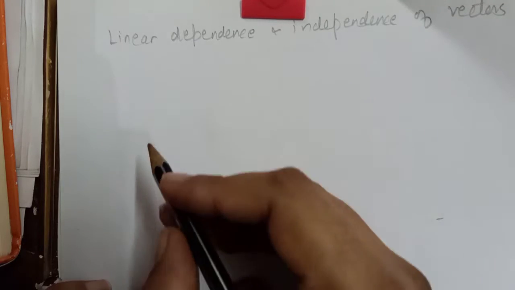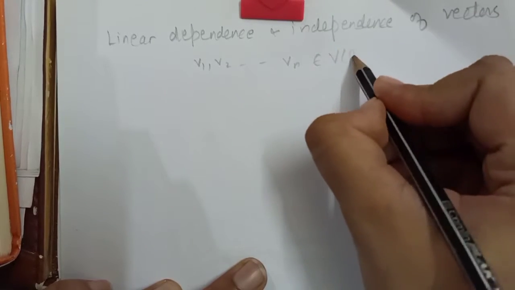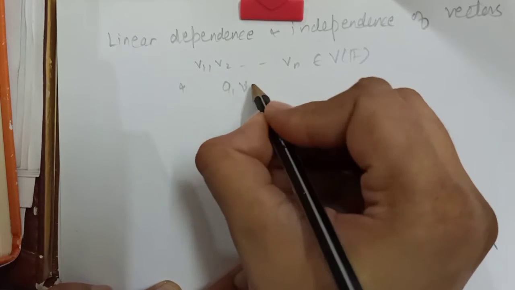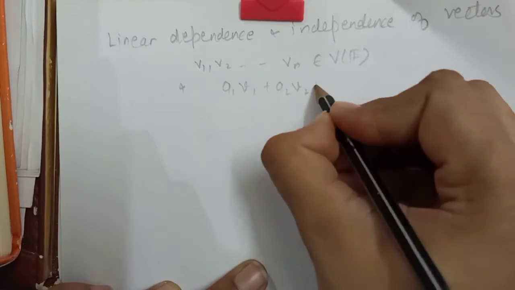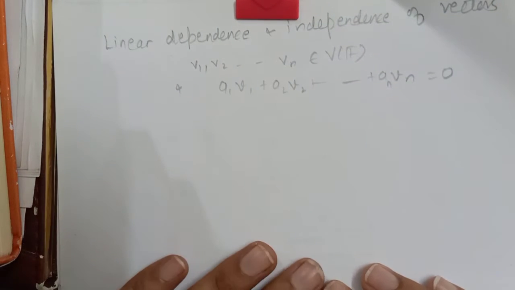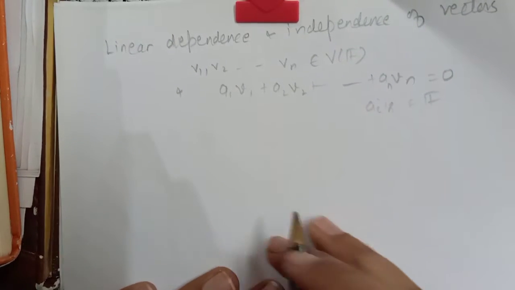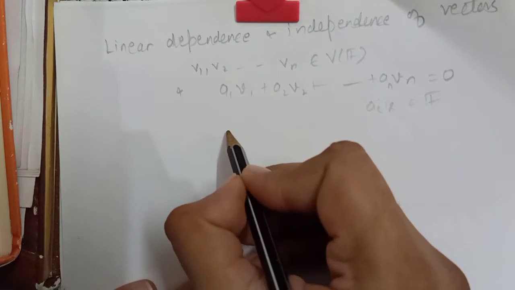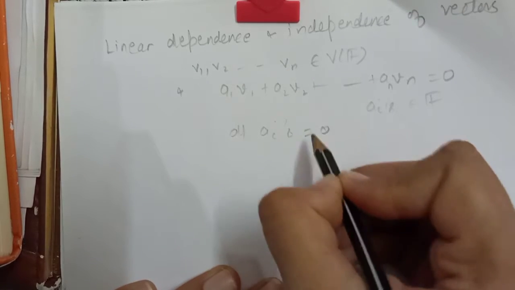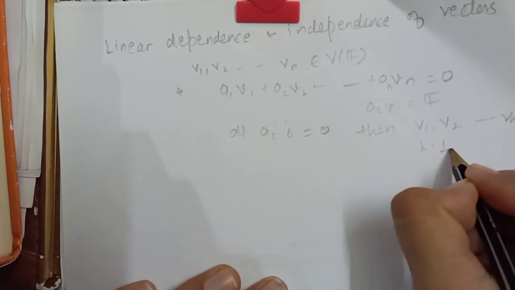Dependence and independence of the vectors. Let me take v1, v2, ..., vn to be vectors from a vector space V over F and write them as a linear combination a1 v1 plus a2 v2 plus ... plus an vn, and this linear combination equal to 0, where the ai's are elements from the field F. If on solving this we obtain all the ai's equal to 0, then these vectors are called linearly independent.